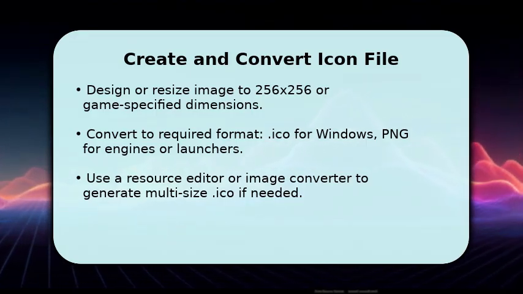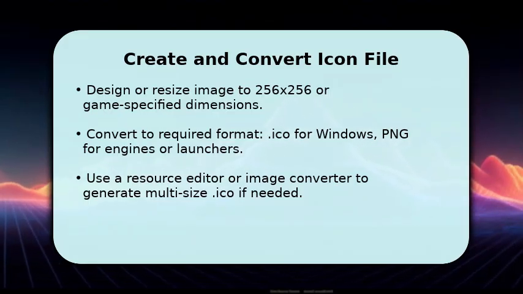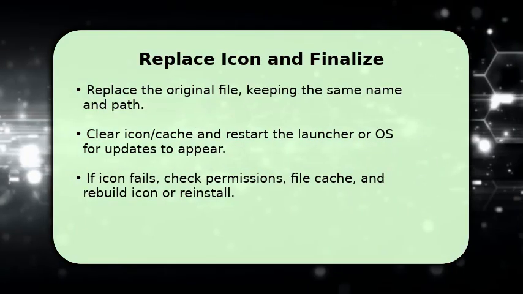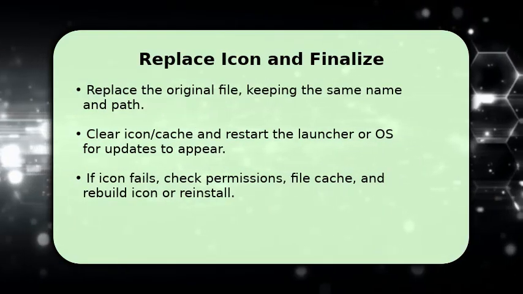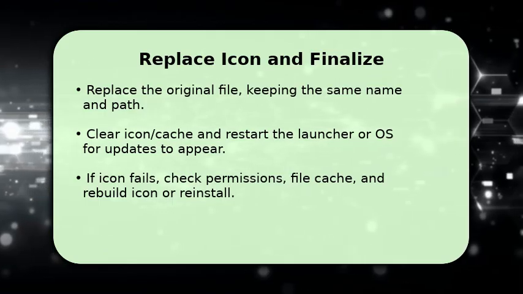If the icon is embedded in a package or archive, use a resource editor or package tool to replace the asset directly. You finish by replacing the original icon file with your new one, keeping the exact file name and folder path. This ensures the game will reference the replacement automatically.